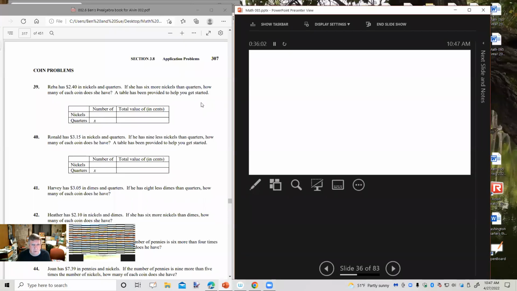All right. We're going to look at some coin problems. And notice there's a table that's set up. Okay. Let's see here. It says Reba has $2.40 in nickels and quarters. If she has 6 more nickels than quarters, how many of each coin does she have? A table has been provided to help you get started. All right, so let's take a look at number 39, and we'll set up this table.